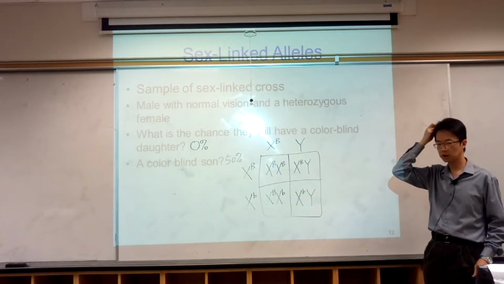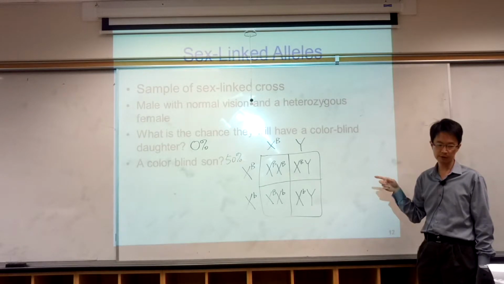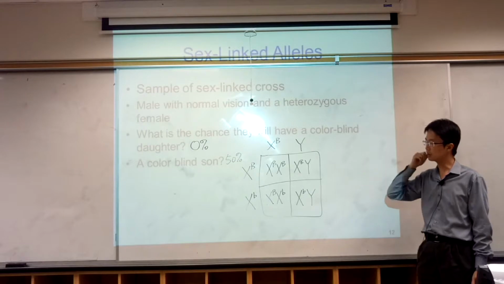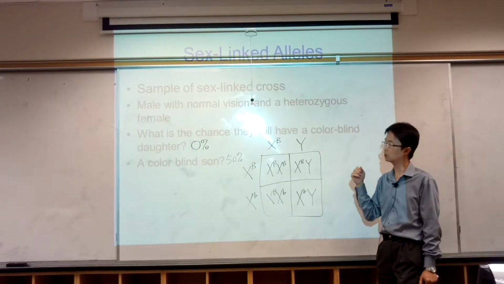So that is the answer. For this question, you have 50% chance to get a colorblind son. You have 0% chance to get the colorblind daughter.